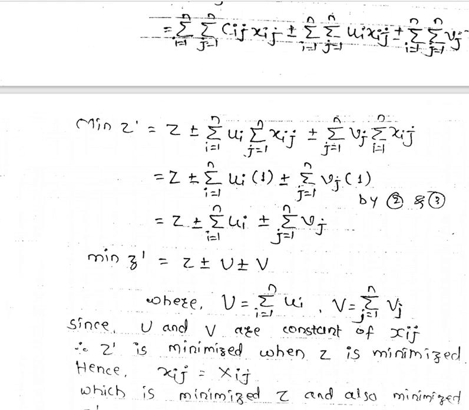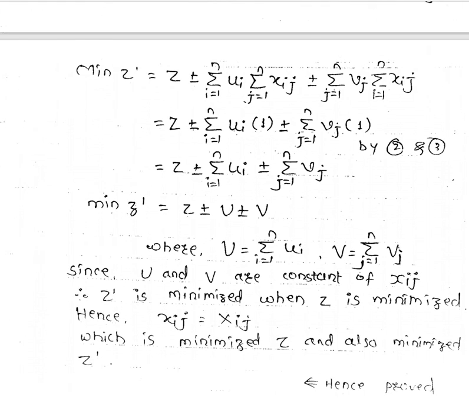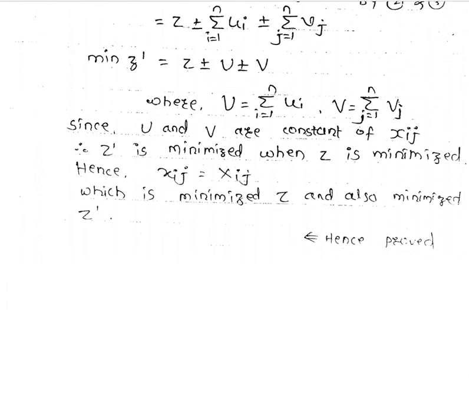So here U and V are constants of Xij, and therefore Z dash is minimized when Z is minimized. Hence xij equal to capital Xij, which minimizes Z, also minimizes Z dash. So this is the theorem on the assignment problem.